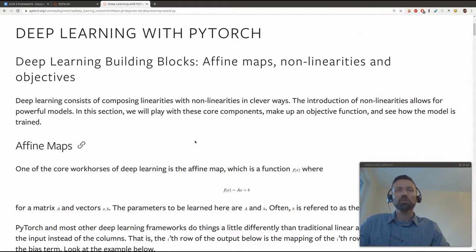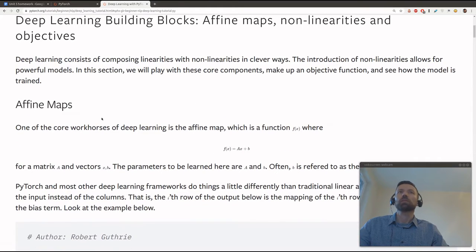Okay, welcome back to the second notebook. It's called Deep Learning with PyTorch, and we first discuss some basic ideas of deep learning, which we will not go into detail because they should already be part of your machine learning course. But just as a reminder, and to see how it works in PyTorch.